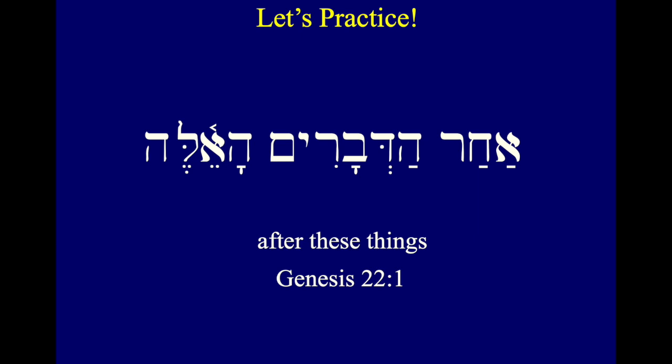This particular occurrence, Genesis 22:1, is at the beginning of the story of the binding of Isaac, which follows quite strangely on the heels of Genesis 21, or quite poignantly, you might say, but it seems to be very abrupt. And so the narrator adds this after these things, everything that happened in chapter 21 with Hagar and Ishmael.